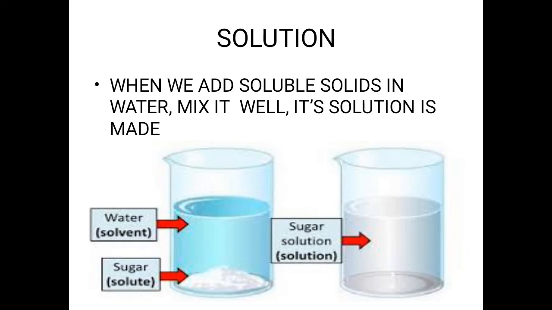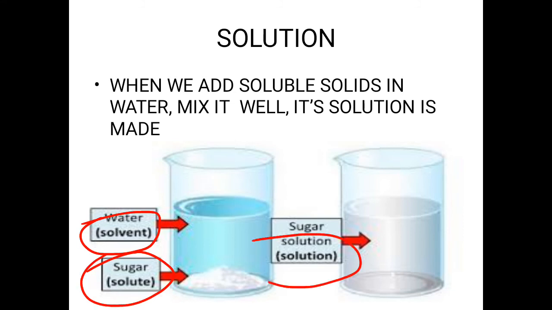Now have a look at solution again. When we add soluble solids in water, we mix it well, a clear solution is made. Like water acts as a solvent, sugar acts as a solute, and when we get a clear mixture, that's called a solution. So a solution has two components, one solvent, second solute.